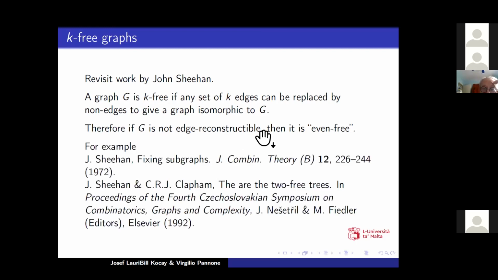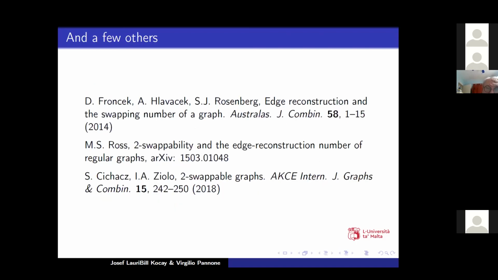I've got a paper of his, I think 1972 is the earliest, where he started considering this problem. And then 20 years later, there are other papers in between. There's another paper where he considers two-free threes, and I must say that I understand this paper a bit better now than I did 30 years ago, because I'm looking at it from the perspective I was talking about today. And finally, three more recent papers.